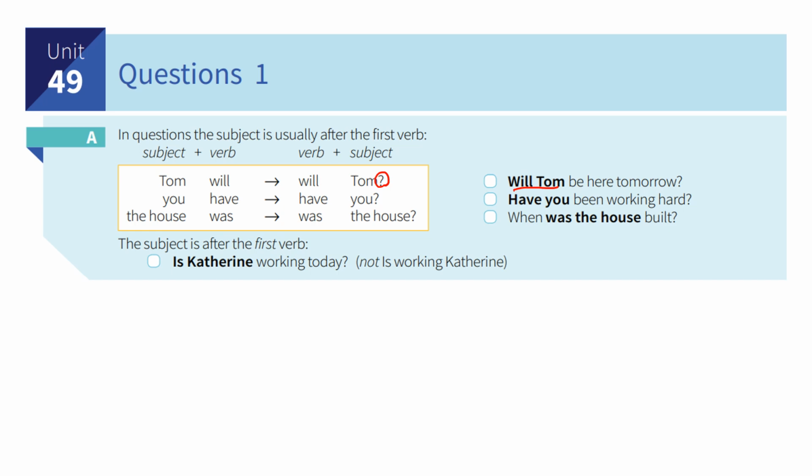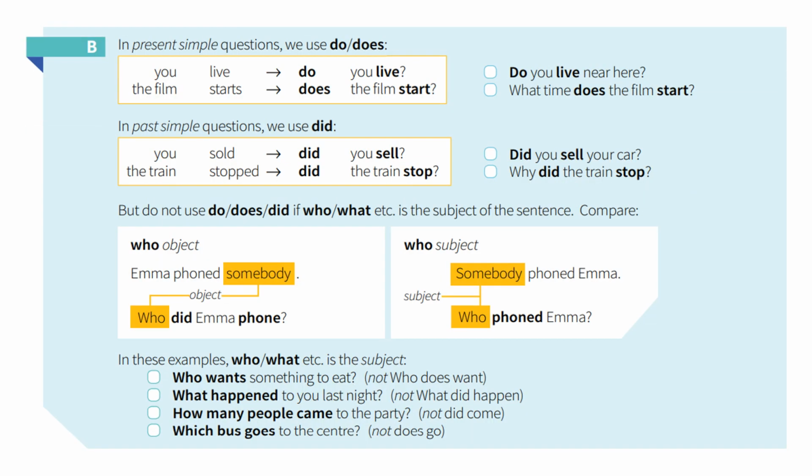The subject is after the first verb. Is Catherine working today? Not is working Catherine. So is the first verb. Is Catherine working today? In present simple questions, we use do or does.